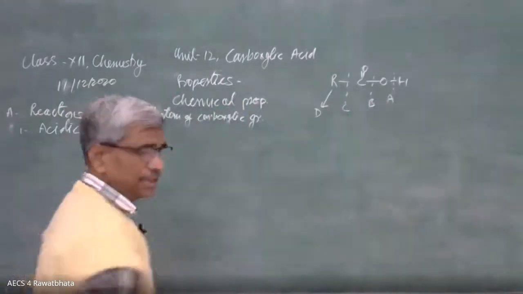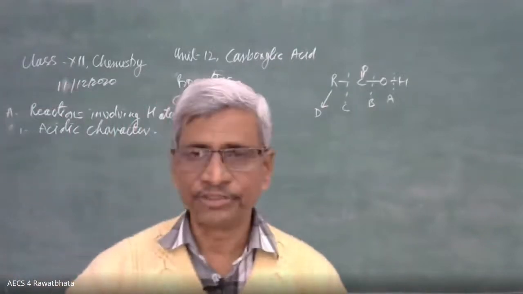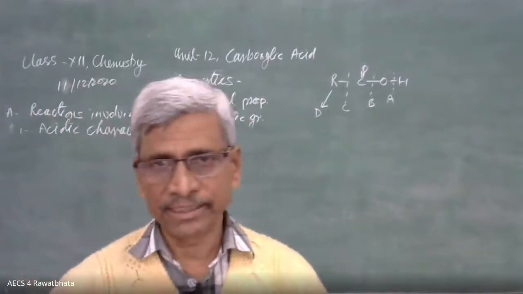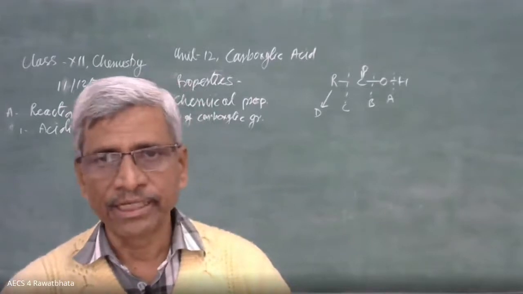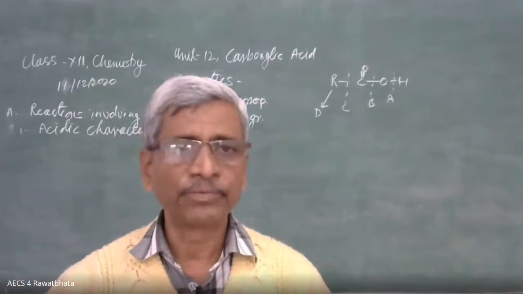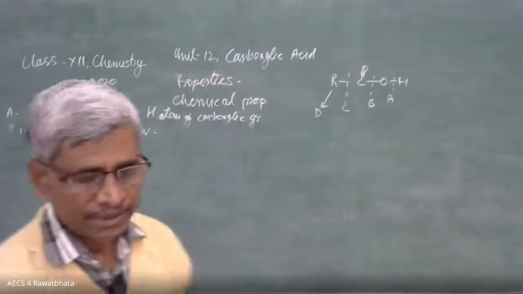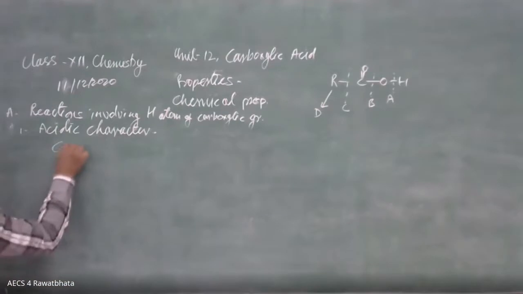Another thing, comparison of acidic strength. Here the reasoning question: why is formic acid more acidic than acetic acid? Why is chloroacetic acid more acidic than acetic acid? This type of comparison they are asking. The reasoning question. Comparison of acidic character.